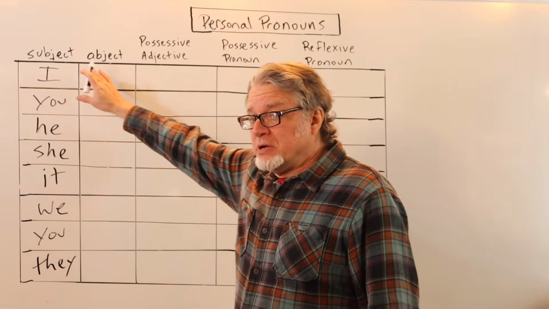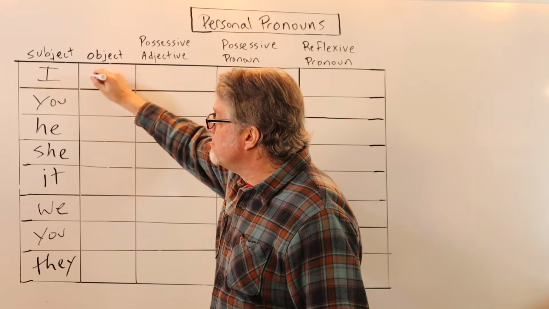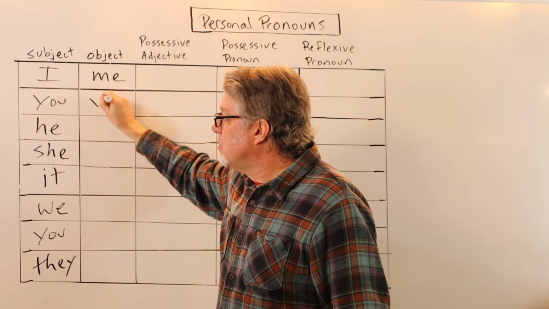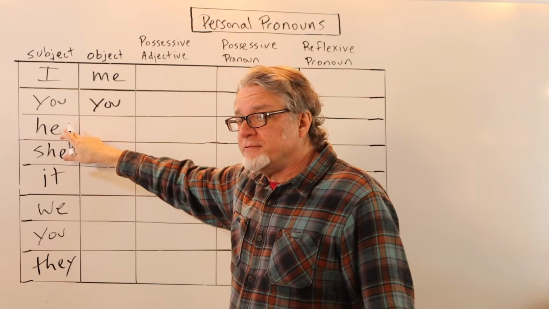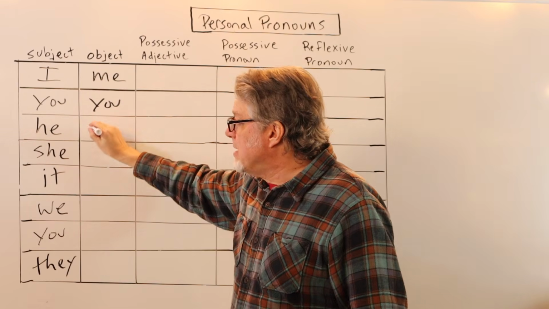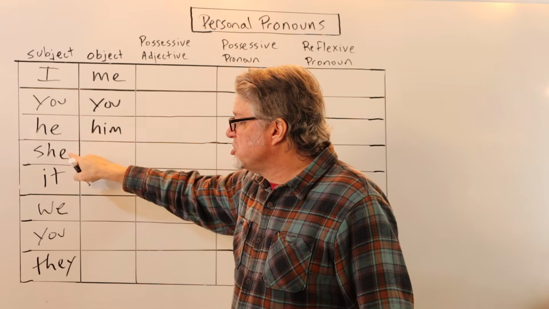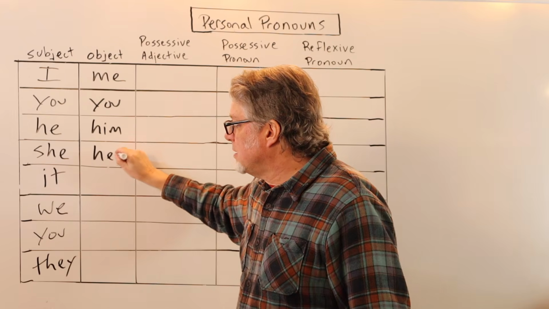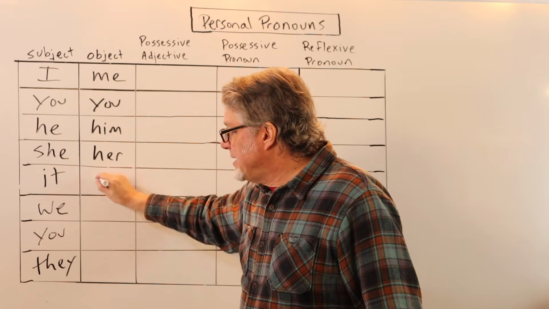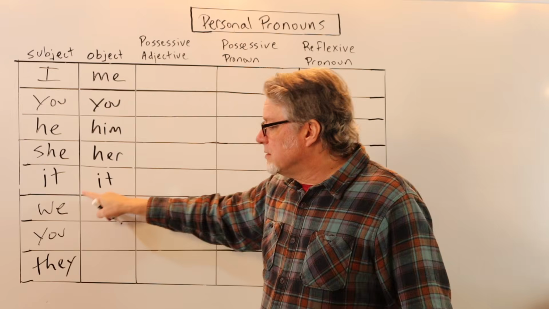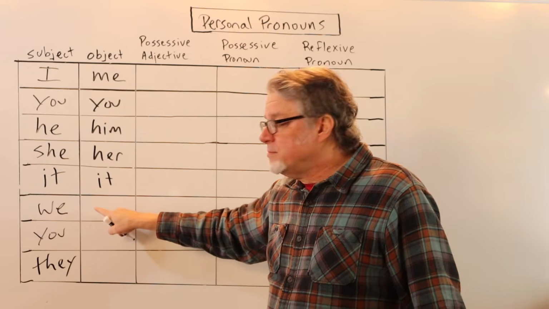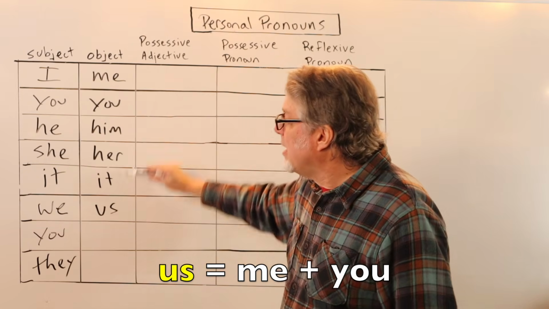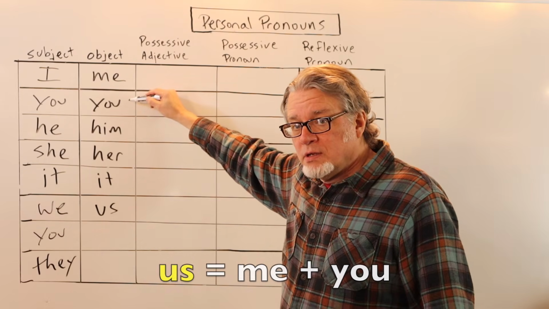As an object pronoun, I becomes me. You remains you. He, for a man, becomes him. She, for a woman, becomes her. And it remains it. We becomes us. Remember, this is the combination of me and you.